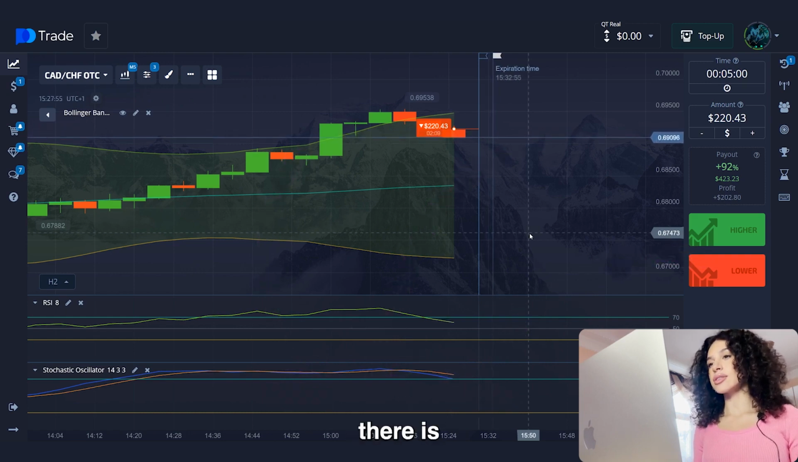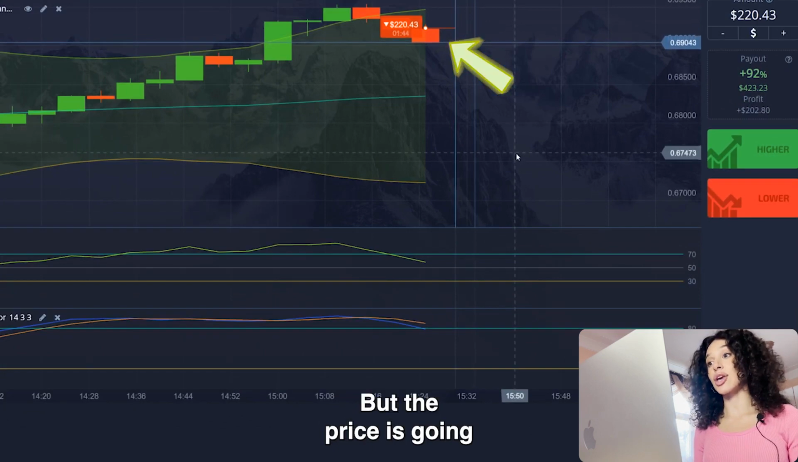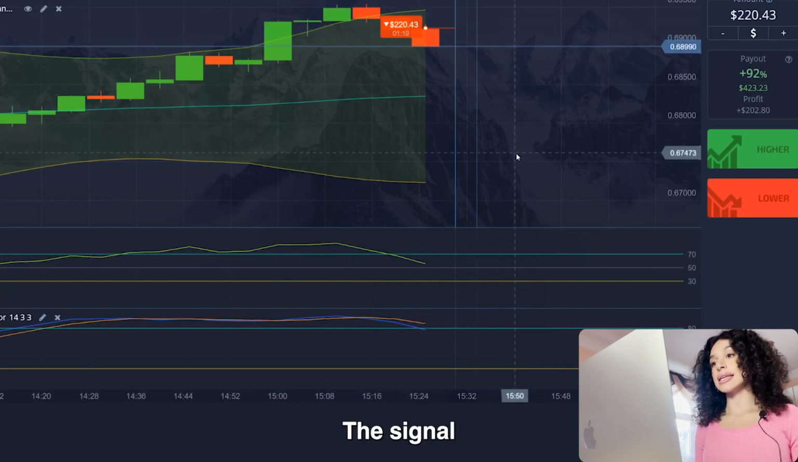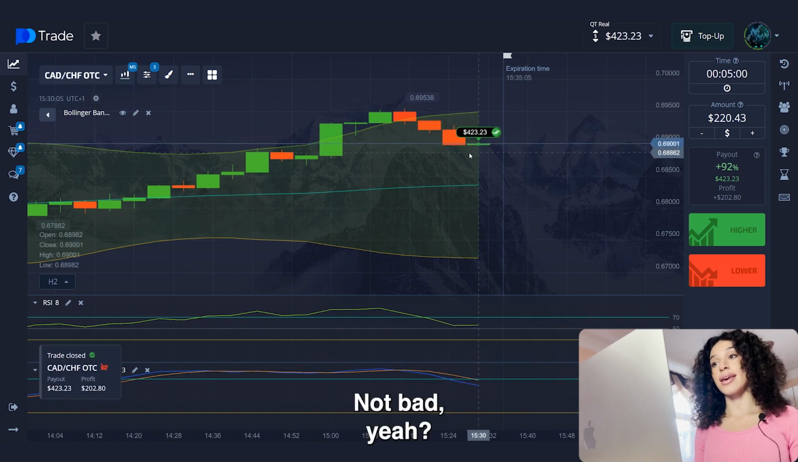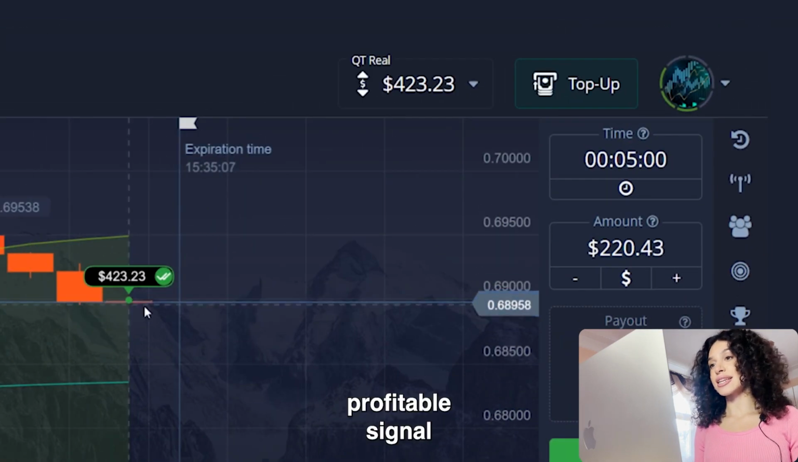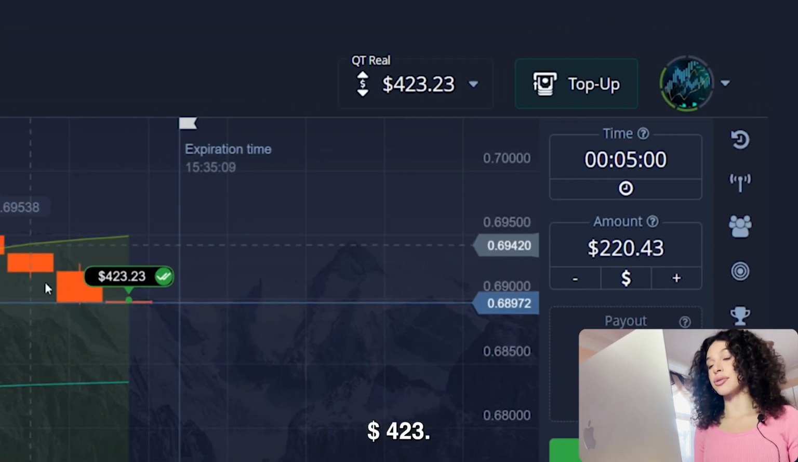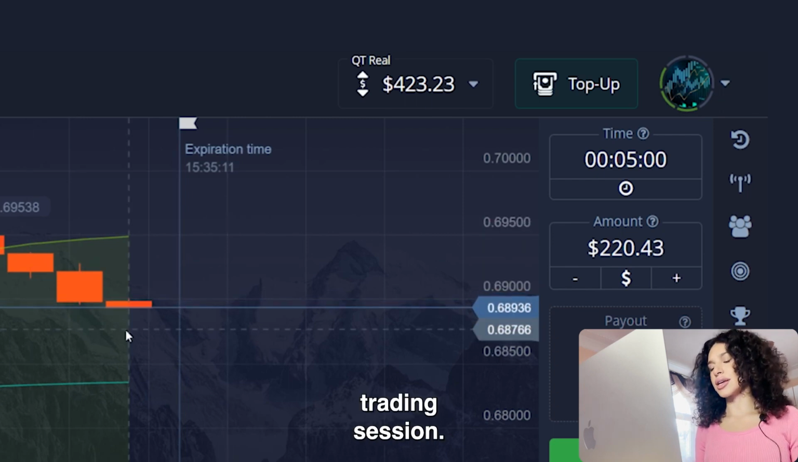It may seem that there is nothing interesting, but the price is going down. It suits me. The signal will close very soon. Let's look at the situation further. Not bad, yeah? The first profitable signal and my capital became $423, a great start to the trading session.